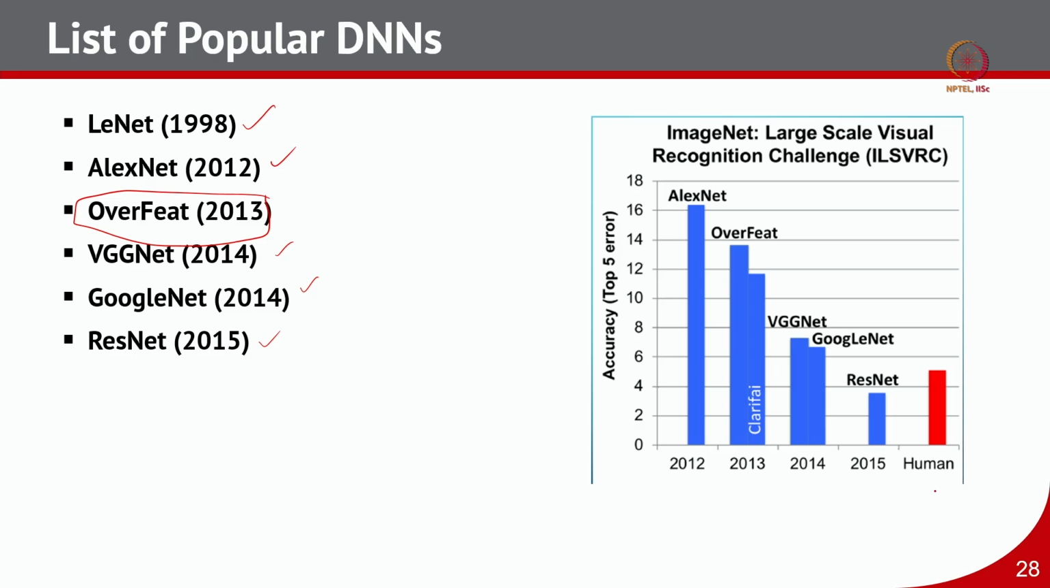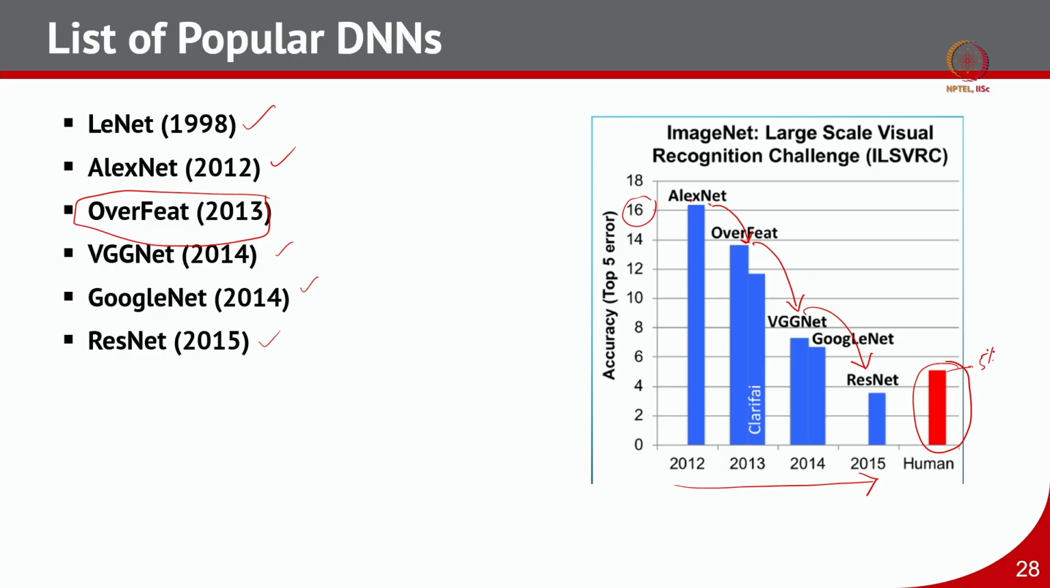This particular figure is showing the top 5 error for different networks over time. You can see that AlexNet has around 17% error, then it got reduced by ZFNet, then it got further reduced in VGGNet as well as GoogleNet. ResNet further reduced the error. Now, the most important thing is the human level error is here, around 5%.